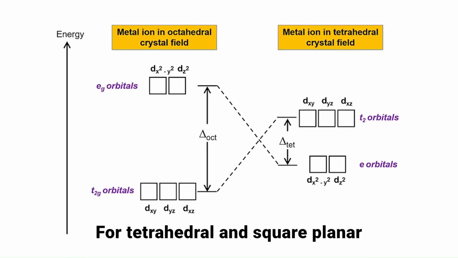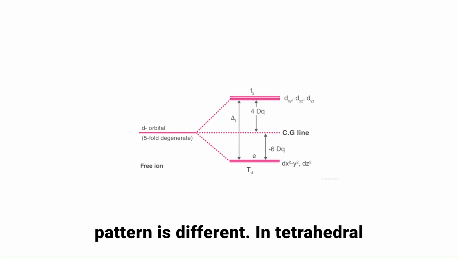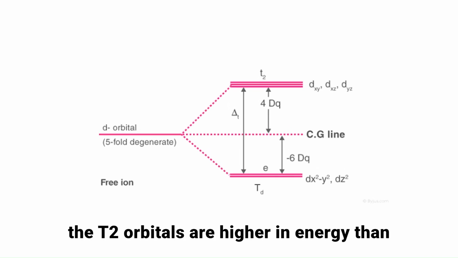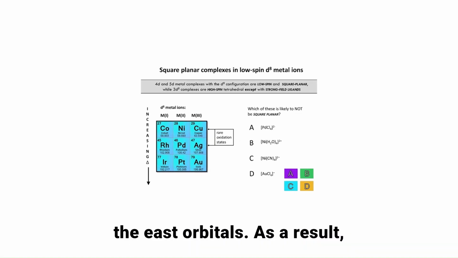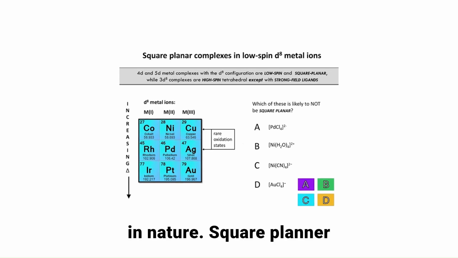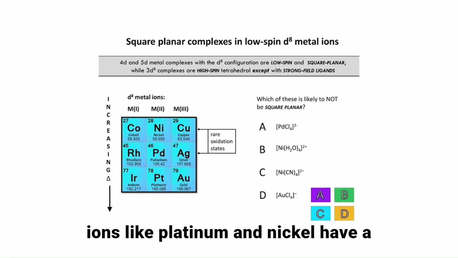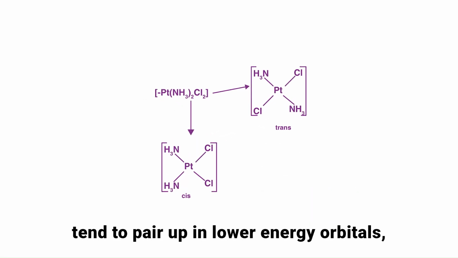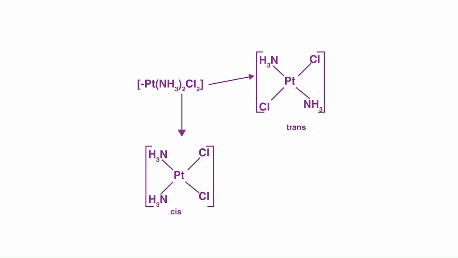For tetrahedral and square planar complexes, the crystal field splitting pattern is different. In tetrahedral complexes, the splitting is smaller, and the t2 orbitals are higher in energy than the e orbitals. As a result, most tetrahedral complexes are high-spin in nature. Square planar complexes, commonly observed in d8 metal ions like platinum and nickel, have a unique splitting pattern where electrons tend to pair up in lower energy orbitals, making many of them diamagnetic.